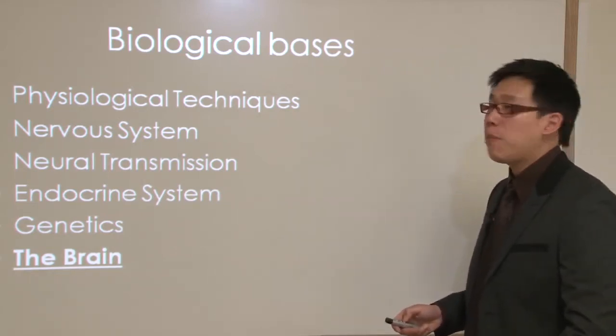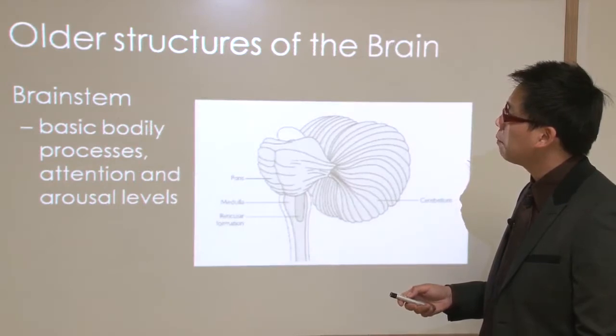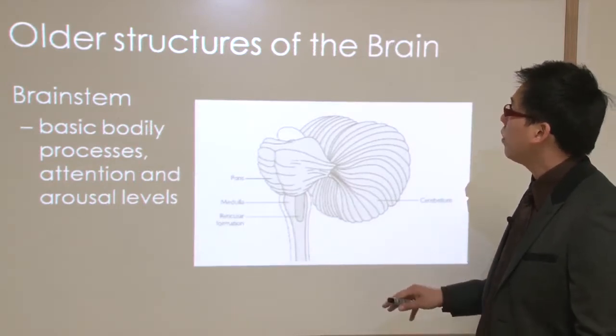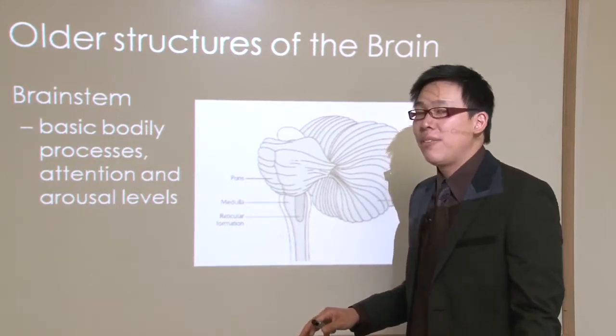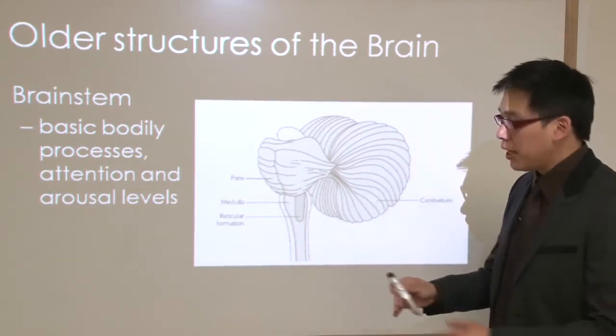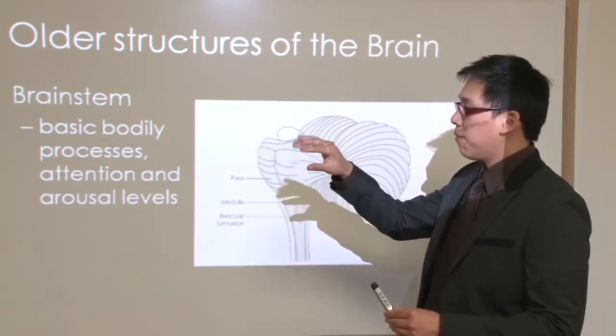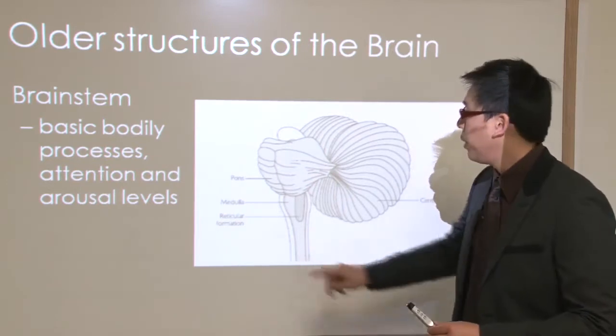So let's start looking at different parts of the brain and what the main function of each part is. Let's start from the oldest structure of the brain. We call this old because it's been developed the longest in humans. And that's the brainstem. Imagine that the spinal cord comes up, and the first part it meets is the brainstem. You can see the brainstem there.